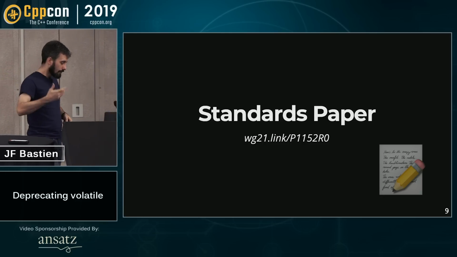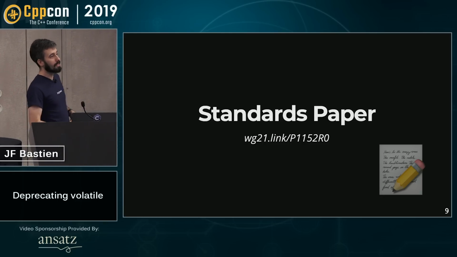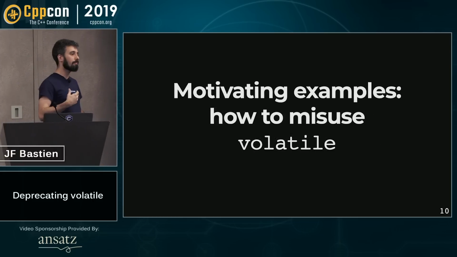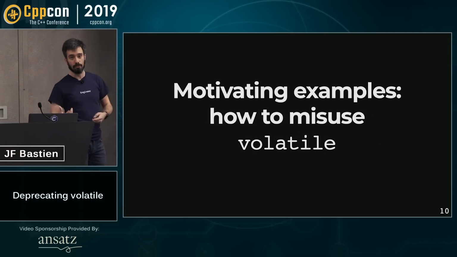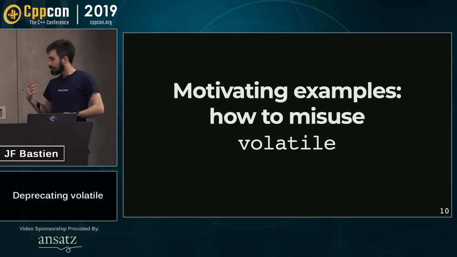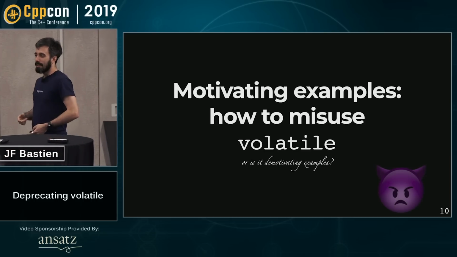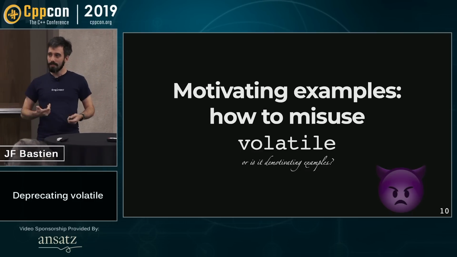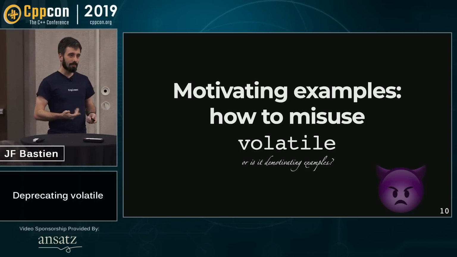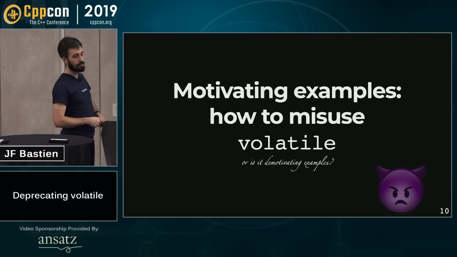So what I did in that paper is I had a few motivating examples for stuff that doesn't make sense with volatile. How do you misuse volatile, right? I call them motivating examples, but it's really kind of demotivating examples, I think. Because you look at it and you're like, what is that? And you think about it and you're like, oh, this is kind of weird. Why is this in the language? So let's get started with that.